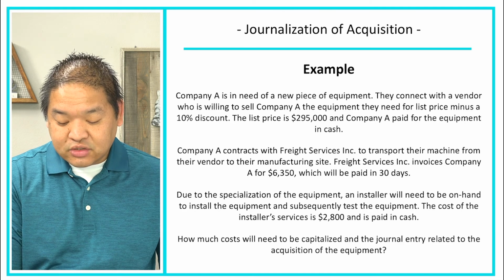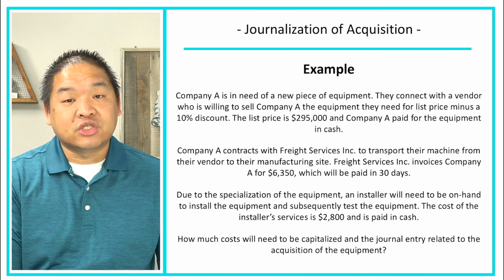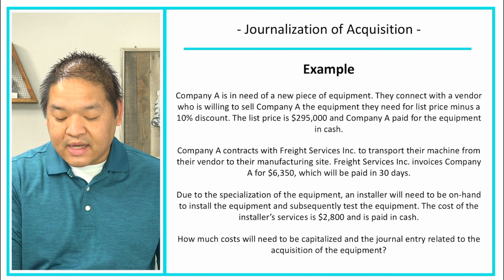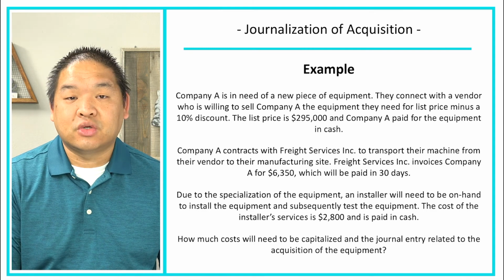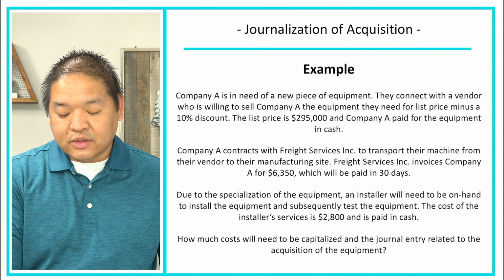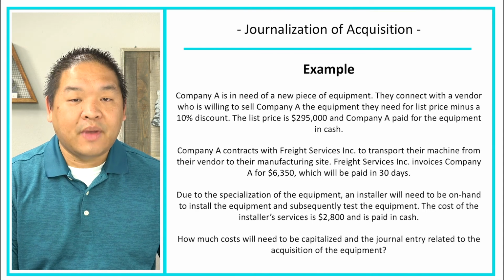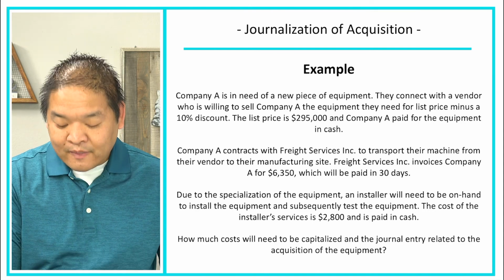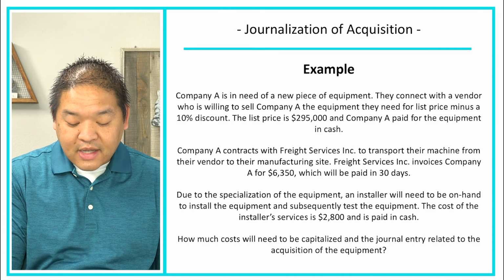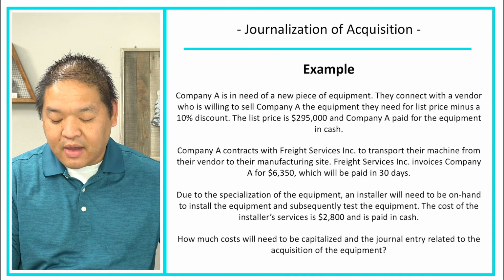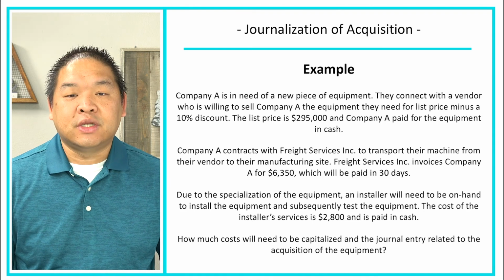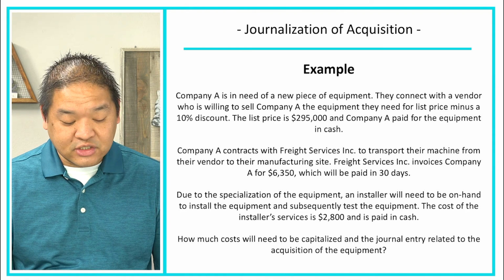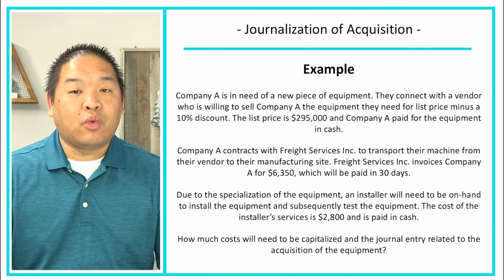$6,350. Then, due to the specialization of the equipment, an installer will have to come and be on hand to install the equipment and subsequently test the equipment to make sure it works. That cost is going to be $2,800, and we're going to pay that installer in cash. So the question becomes, how much cost will need to be capitalized, and what's the journal entry that is related to the acquisition of the equipment? So let's get started here by looking at this point by point.